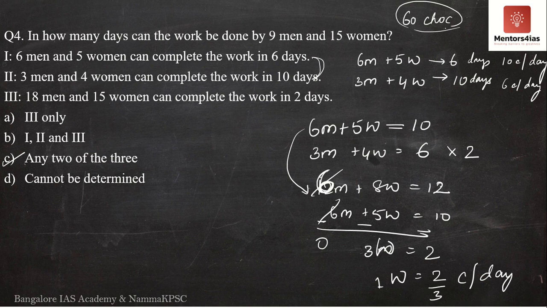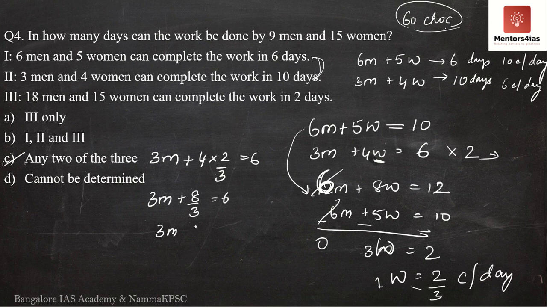So we will substitute for woman over here. I'll substitute W as 2 by 3 in the second equation. So I get 3m plus 4 into 2 by 3, substituting W as 2 by 3 that we have determined, which is equal to 6. So we get 3m plus 8 by 3 is equal to 6, or 3m is equal to 6 minus 8 by 3.